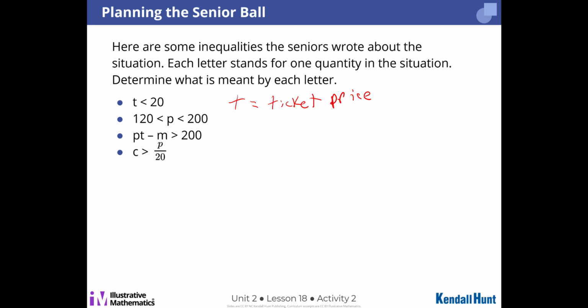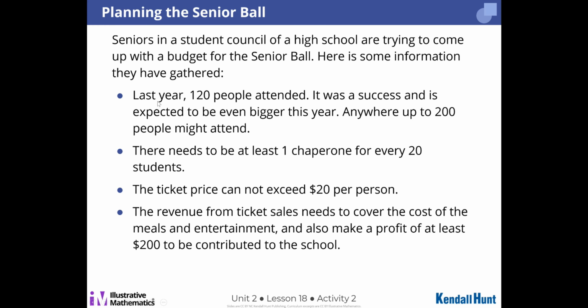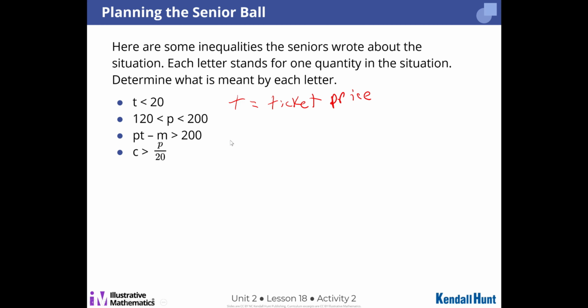The next one, 120 is less than p, which is less than 200. If we look at our previous slide, last year 120 people attended as a success, and it's expected to be even bigger this year, so anywhere up to 200 people might attend. So what does that inequality represent? That's going to represent that between 120 and 200 people will attend. p is the amount of people to attend this year.